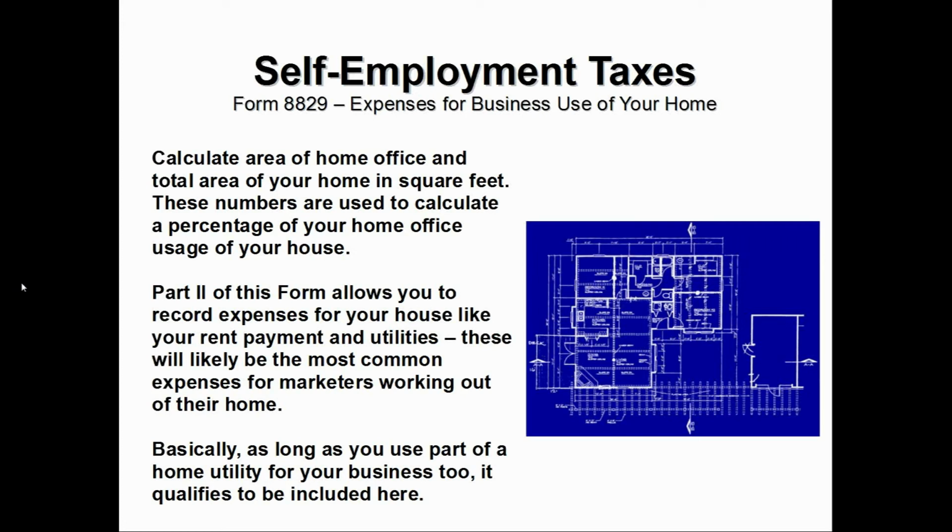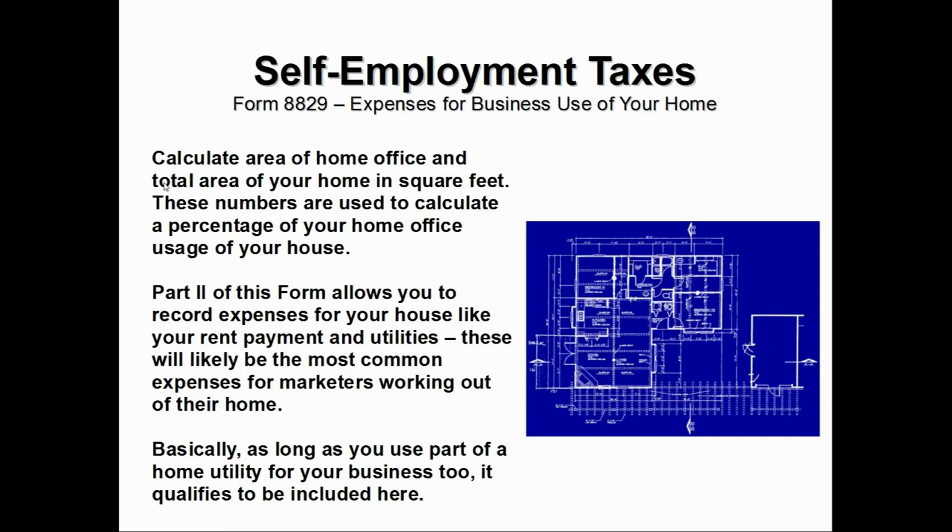If you're going to actually fill out this Form 8829, what you have to do is still calculate the area of your home office, but you also need to know the total area of your house in square footage. So then you're basically going to take these two numbers, where you take your home office area and divide that by the area of your house, and you'll end up with a percentage.